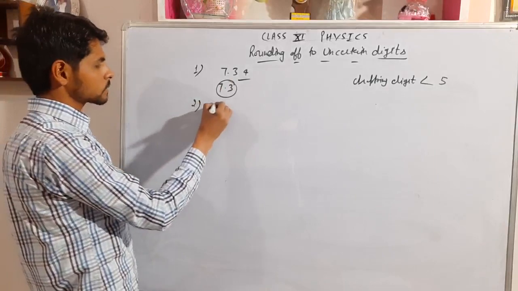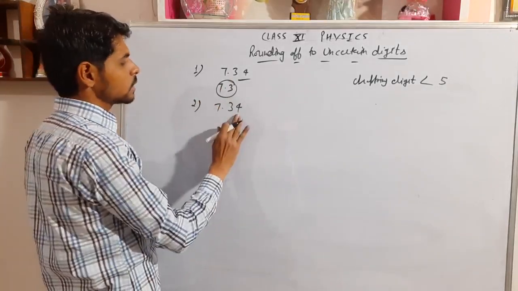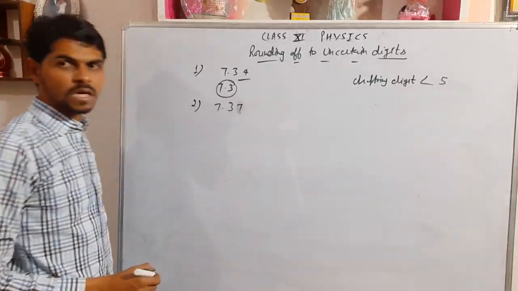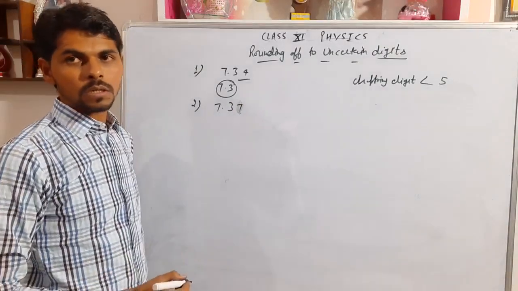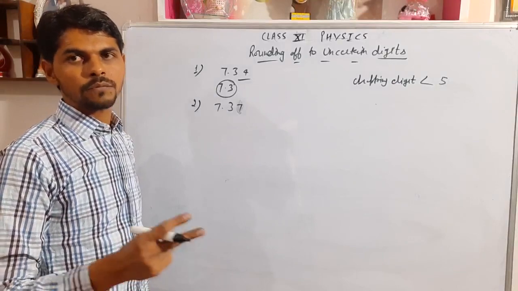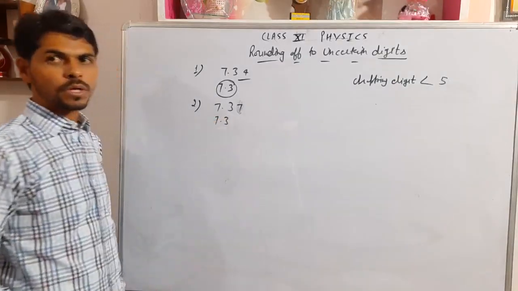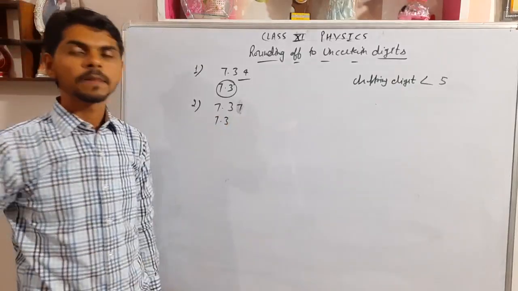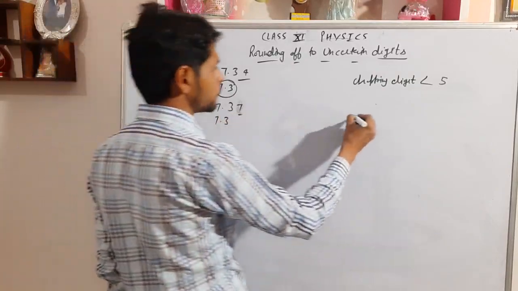Another rule: suppose the number given is 7.37. Three significant figures are there. In the question you were asked to round it off to two significant figures. So what will you count from the left? That is 7 and 3. You do not require the last 7, so you drop it. So the dropping digit is 7, that is greater than 5.